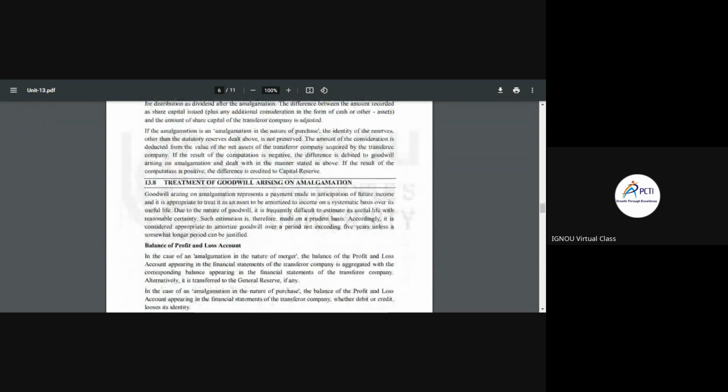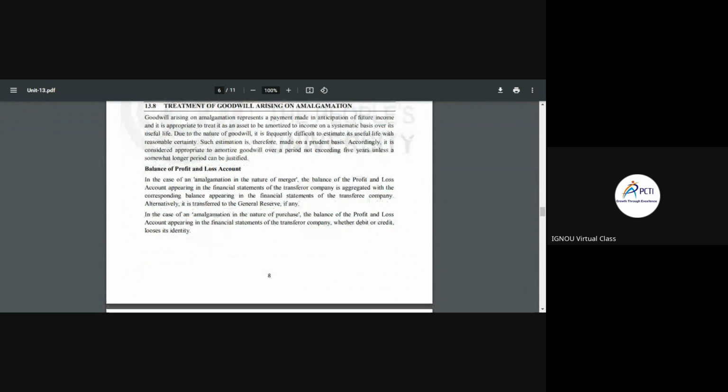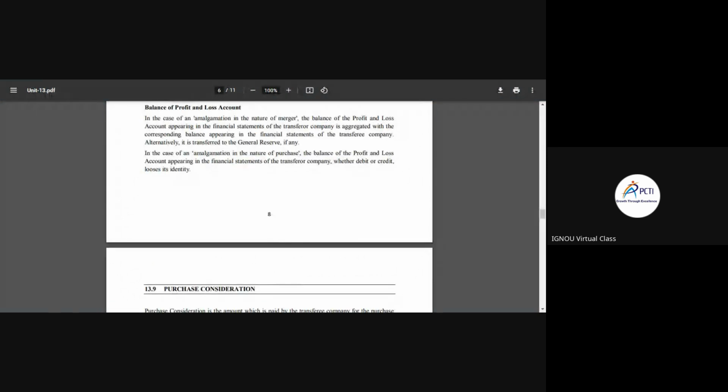Next one is the treatment of goodwill that will be arising on amalgamation. It is frequently difficult to estimate the useful life of goodwill with reasonable certainty, but it will be considered appropriate to amortize goodwill over a period not exceeding 5 years unless a somewhat longer period can be justified. Then what we will do, the balance of P&L account, that will be the profit and loss account.